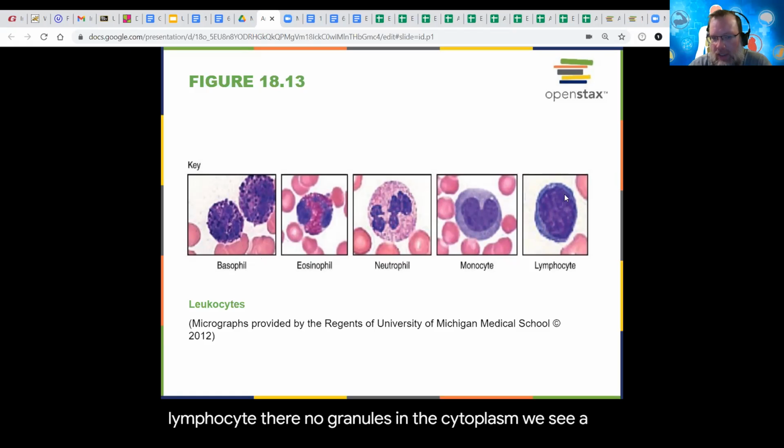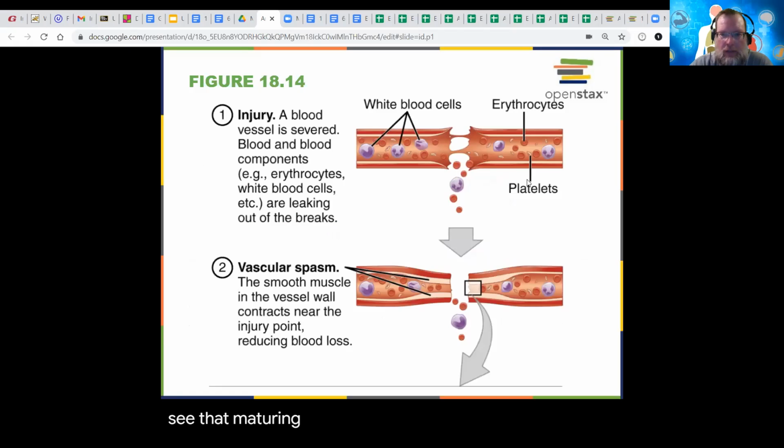We see a lymphocyte has that enormous nucleus typically. It's a little bit more unusual compared to the other ones. And again, we see that maturing in lymphoid tissue.